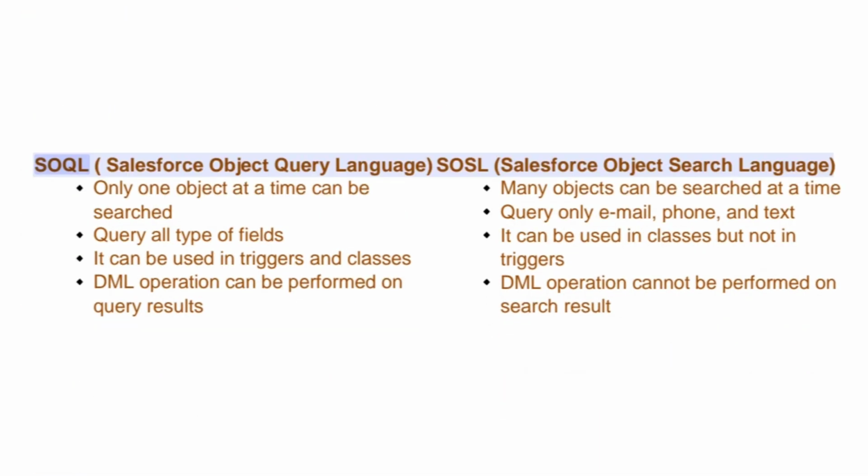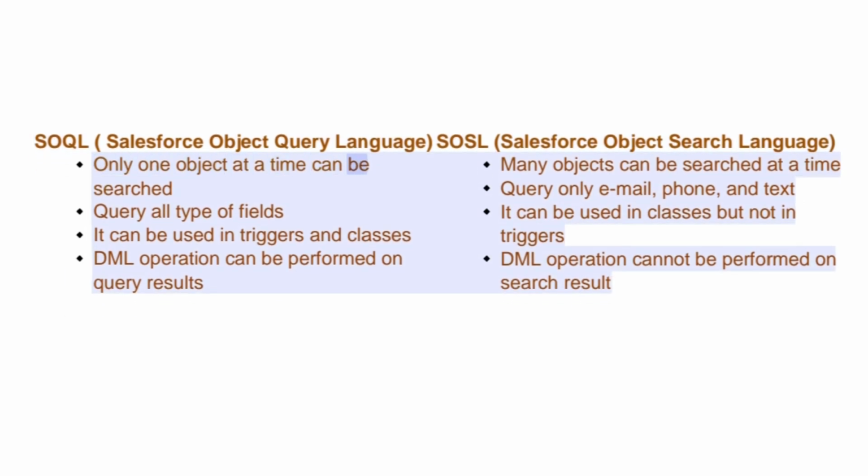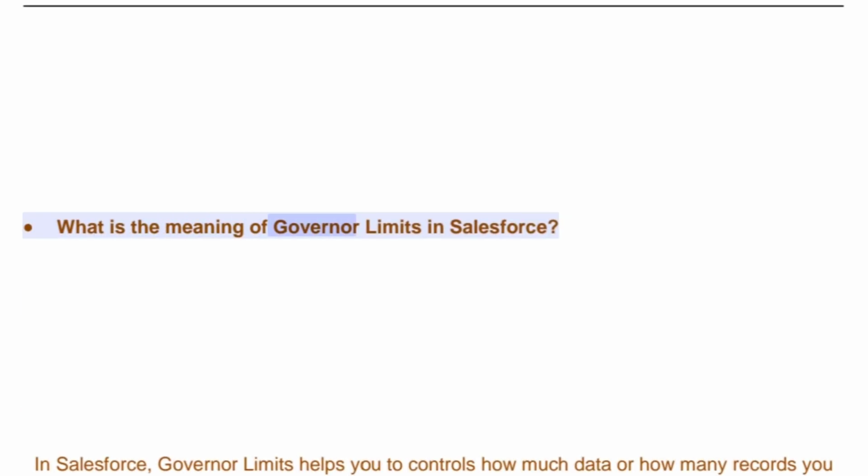What is the difference between SOQL and SOSL? SOQL, Salesforce Object Query Language. SOSL, Salesforce Object Search Language. SOQL: only one object at a time can be queried. SOSL: many objects can be searched at a time. SOQL can query only all types of fields, while SOSL can search email, phone, and text fields. SOQL can be used in classes and triggers, while SOSL can be used in classes but not in triggers. DML operation can be performed on SOQL query results, but DML operation cannot be performed on SOSL search results.